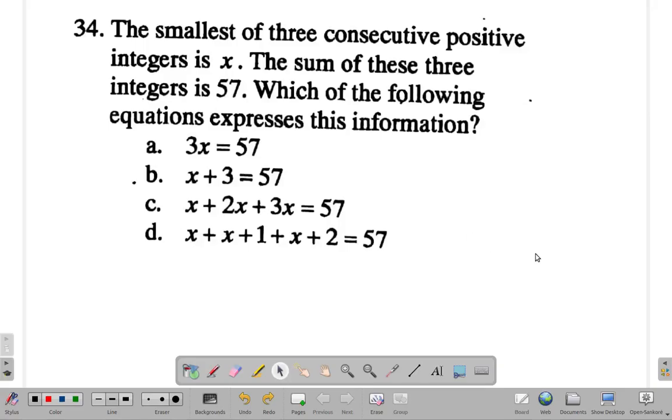Do question 34. Take a minute and a half, then come back and let's see what you get. All right. What did you get for it?